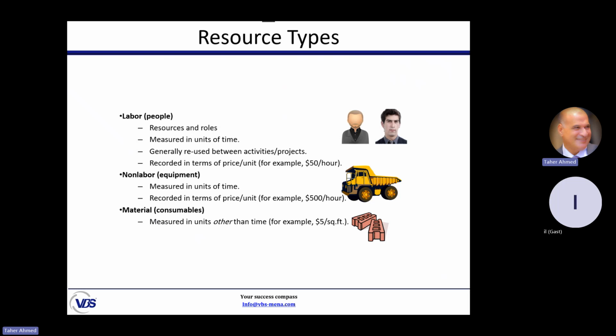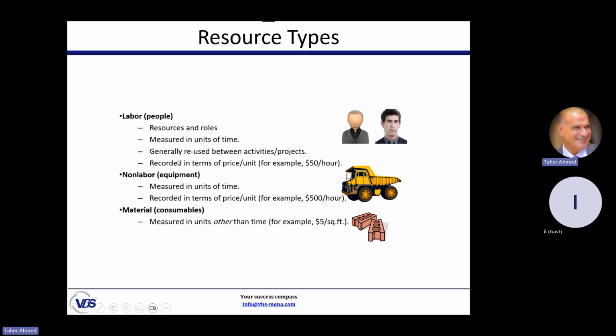What about resources? Primavera defines 3 types of resource in the database. The first one is called labor, the second one non-labor, the third one material. What is the meaning of labor? It is just people. It will be measured by units and time. It will be used through the activities and the project. And we will define a price per unit, for example, $50 per hour and so on. So for each resource I define as labor, I have to define how much it will cost me to use this resource.